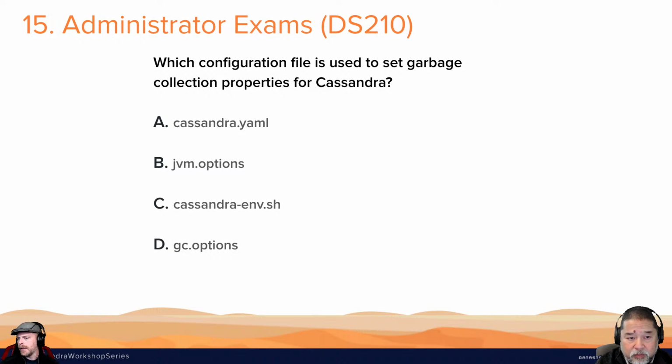All right, so moving on to question 15. Which configuration file is used to set garbage collection properties for Cassandra?